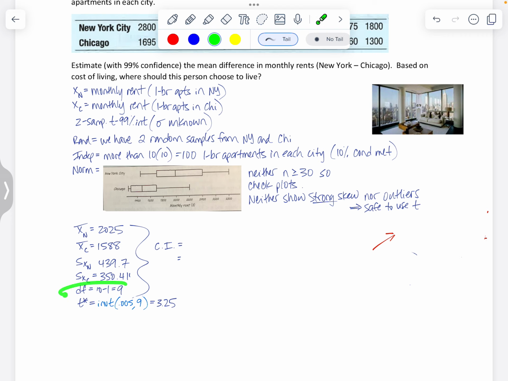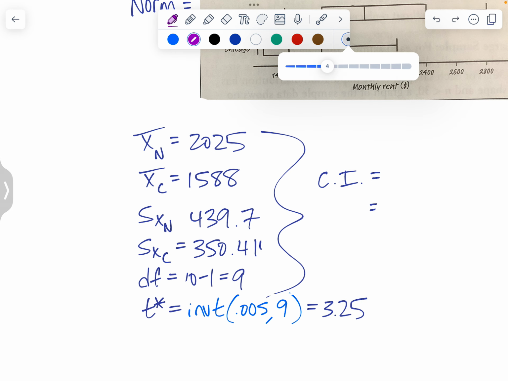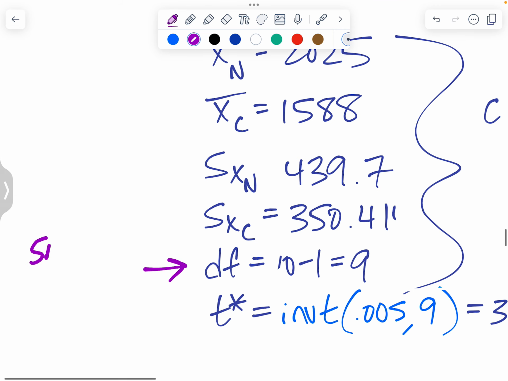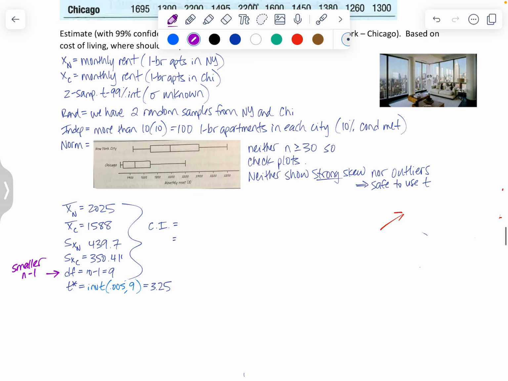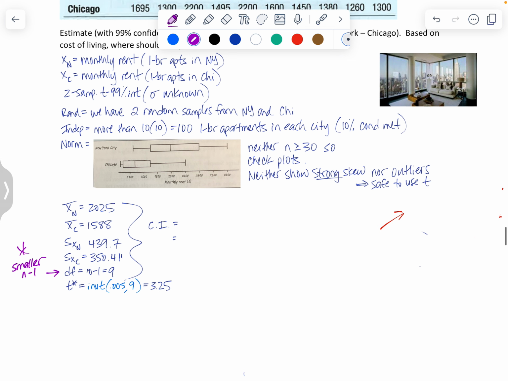Degrees of freedom: 10 minus 1 equals 9. Can you make a note about this? I believe it's in your reading guide, but what if your sample sizes are different? You use the smaller n minus 1. In this case, they're both 10, so it's 10 minus 1, which is 9. But how do you know if you have two different sample sizes? Make sure that your group members are okay with that, all right?